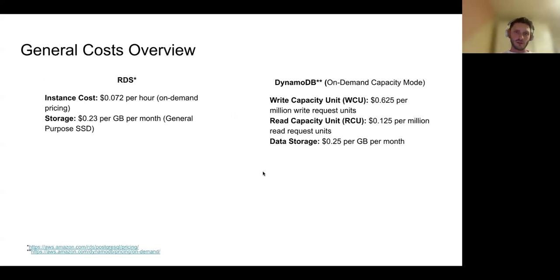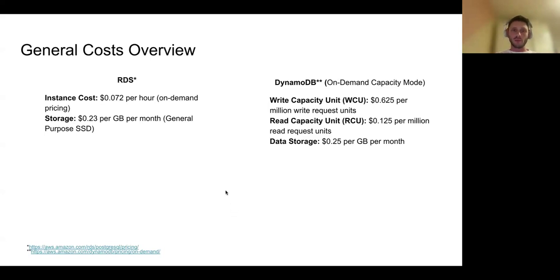These are very general cost overviews, okay? I just wanted to give you some examples. Don't take it as strict that you have to calculate it like this. I just wanted you to have a basic understanding. For RDS, you pay for instance cost and for the storage. Once again, the specification could be more complicated, but we're talking about basics. And for DynamoDB, you pay for write capacity units, read capacity units, and also for data storage.